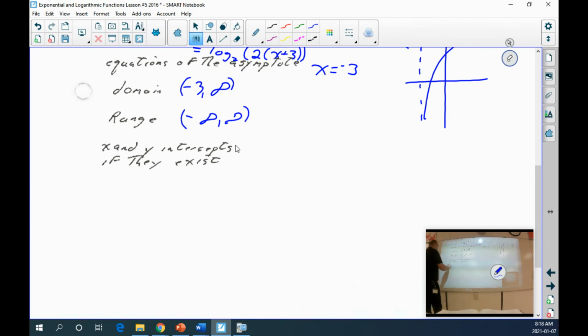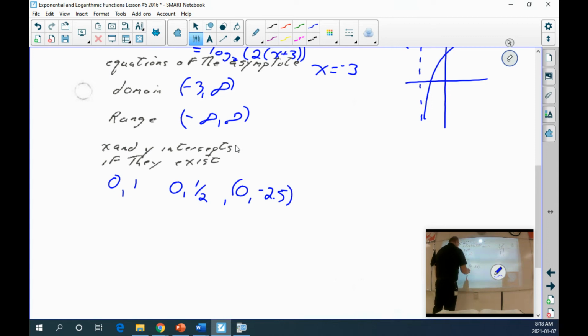We have (1, 0) that becomes (1/2, 0), because we horizontally stretched it by a factor of 1/2, and then we move it 3 to the left, it becomes (negative 2.5, 0). So our x-intercept is (negative 2.5, 0).